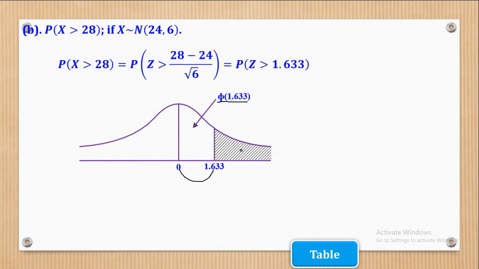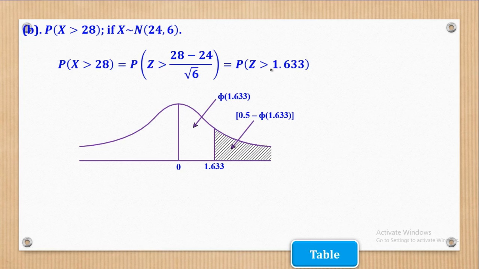What does that mean? It means that this shaded part will be 0.5 minus phi of 1.633. I think you know why we are saying this, because the total of this and this must be equal to 0.5. From here up to here is 0.5, and from here up to here is phi of 1.633, meaning that this remaining part will be got by subtraction.